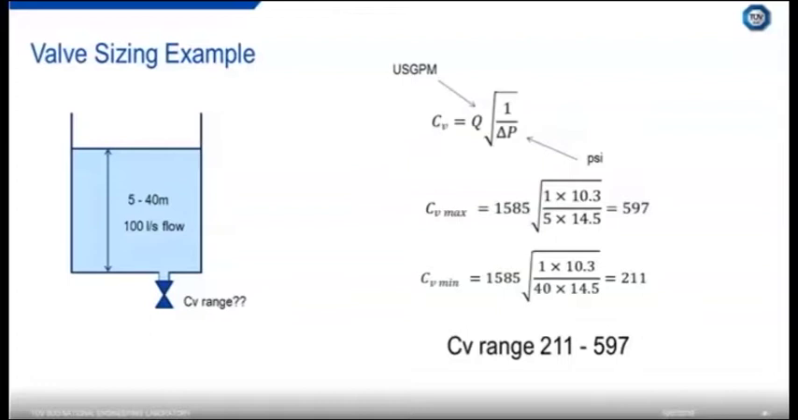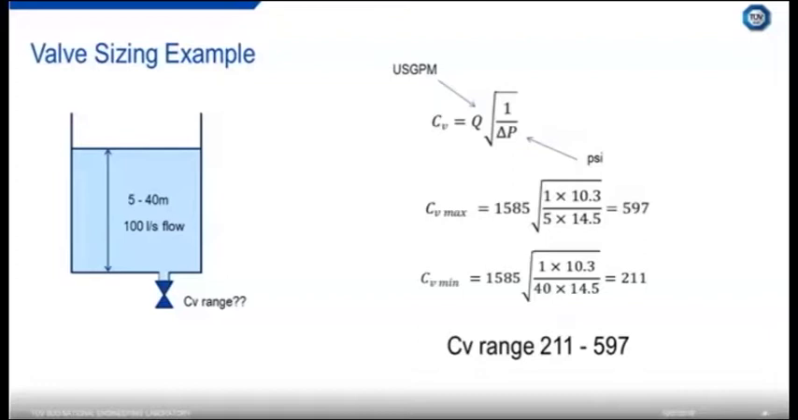If you remember the flow coefficient equation, you can simplify the specific gravity to 1 in this case because it's water. The maximum CV will occur at the lowest possible pressure differential, so that's when you've got 5 metres of water head against the atmosphere. So you plug in the numbers: 100 litres a second is 1585 US gallons per minute. The 10.3 and the 14.5 are to convert 5 metres of water head to bar and then to PSI, so it's just unit conversion. And you get a CV of 597.